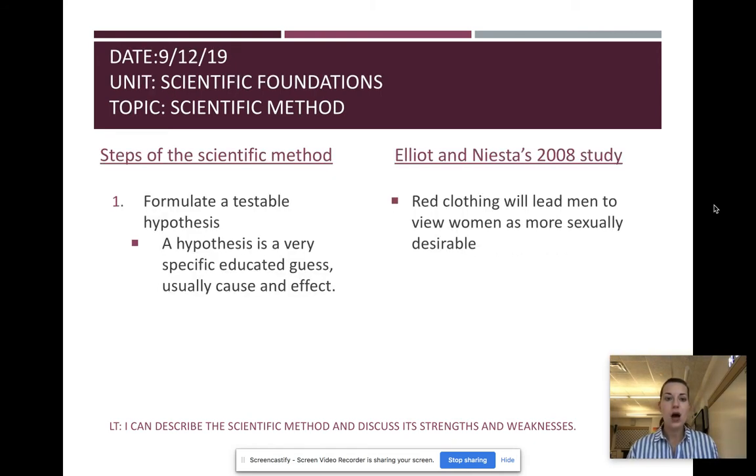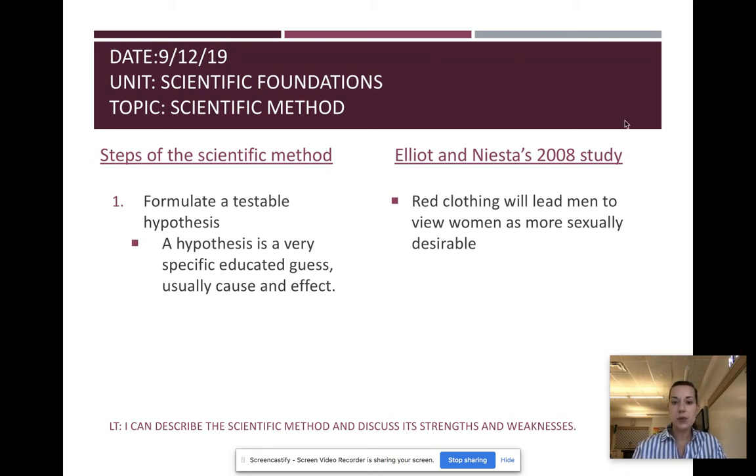Okay? Okay, so the first step is that we need to formulate a testable hypothesis. So just to be clear, a hypothesis is a very, very specific, educated guess. Sometimes it's about cause and effect. So if A, then B happens. Sometimes it's not, though, and that's fine. Okay, so in the study that we're going to look at, their hypothesis was that red clothing will lead men to view women as more sexually desirable.